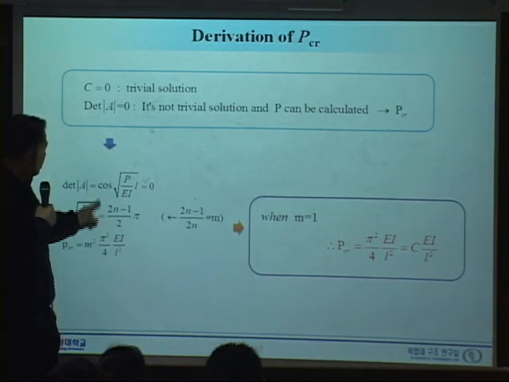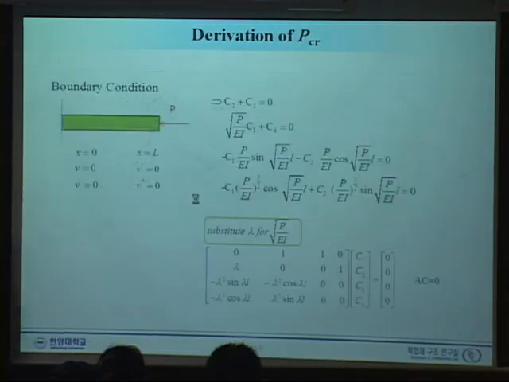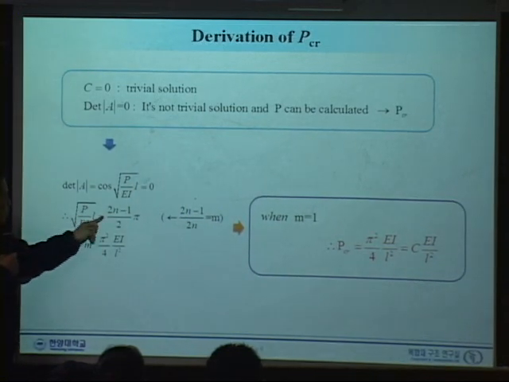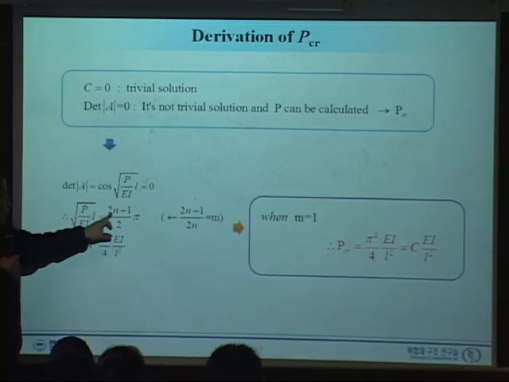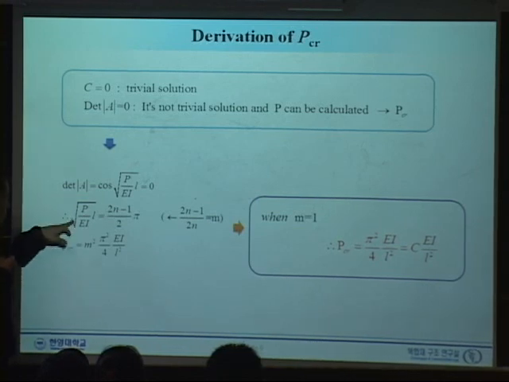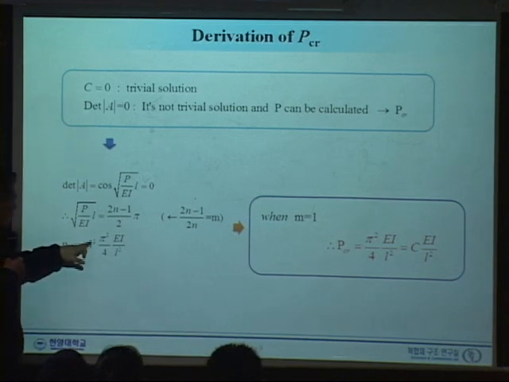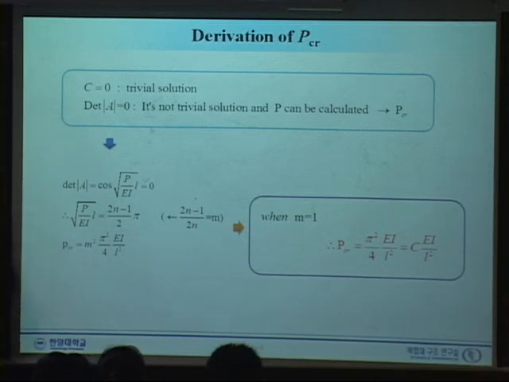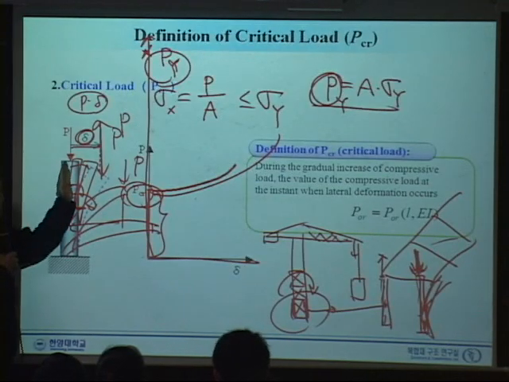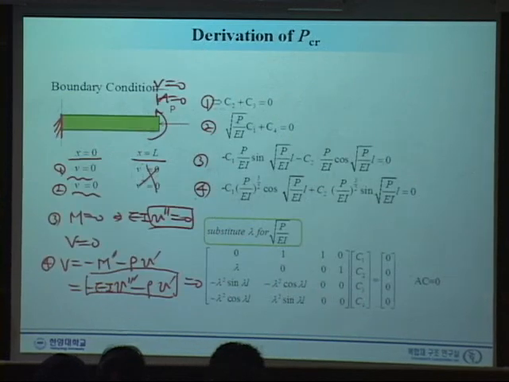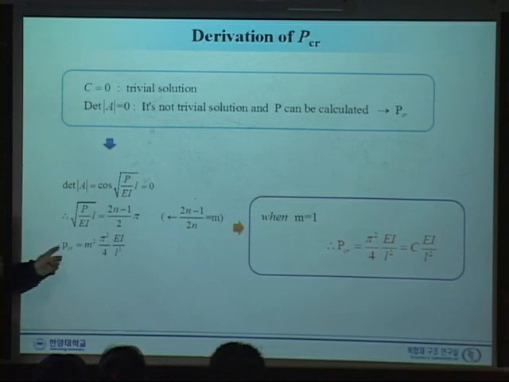So it simply gives us the determinant of that matrix, and to have this as zero, this term needs to be cosine of something equals zero. What does it mean? This should be expressed in terms of an integer. And here, this is the final conclusion: P critical should be given as some integer value times pi square over 4 EI over L square. This is the non-zero solution. What does non-zero solution mean? It means that it buckles, it deviates, right? So what causes that? This much critical load causes that.